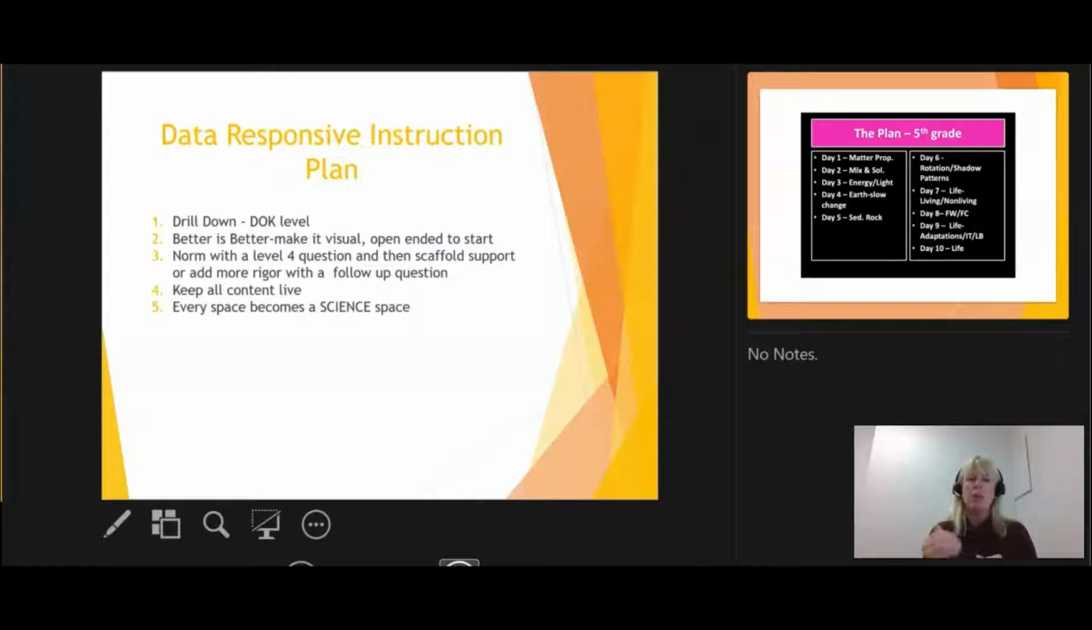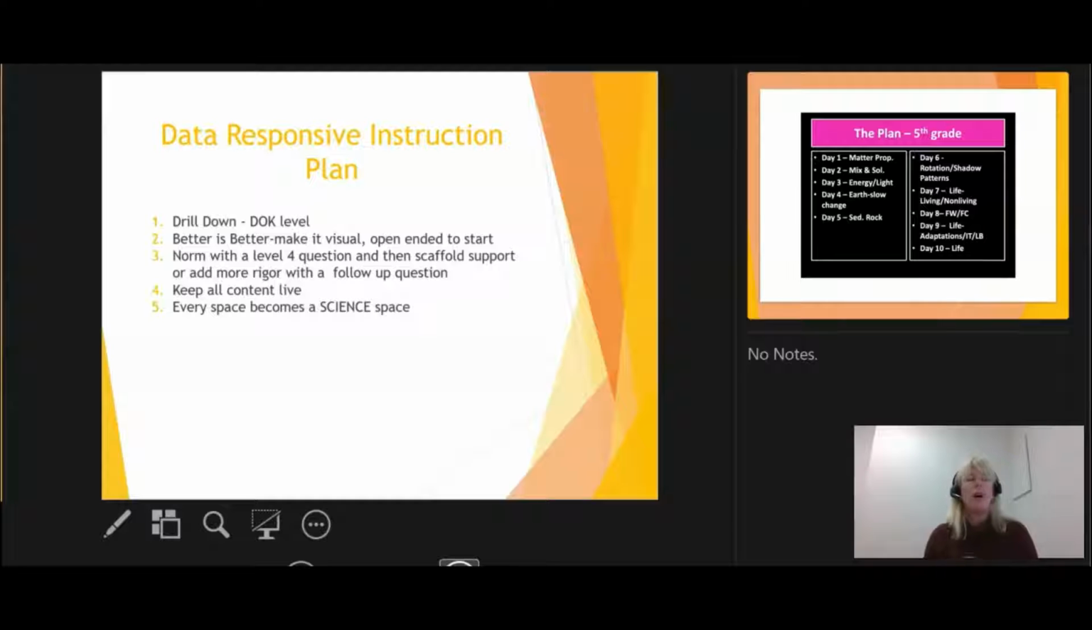Number 2, better is always better. Anytime we can add a visual or a chart or make the question open-ended so the students have to show where they're going to start their thinking on the question, that's always better. Number 3, I said to norm with a level 4 question. I think I went over that pretty thoroughly.